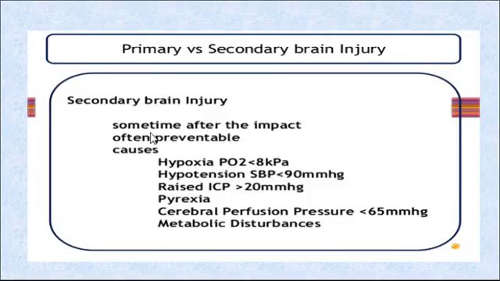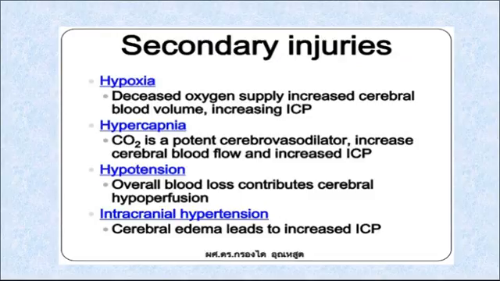Here's another picture that goes over your secondary brain injuries, sometimes after impact, often preventable. Hypoxia, which I told you is less than 80, hypotension here it says less than 90, your text is less than 80, raised intracranial pressure greater than 20, and metabolic disturbances.